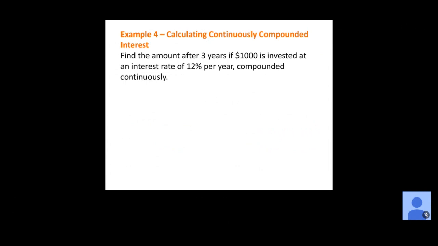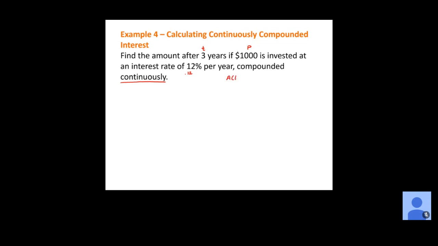So again, we have an amount of time of 3 years. That's our T value again. We have $1,000 invested. That's going to be our P value again. And our interest rate, again, needs to be a decimal. That's going to be 0.12. Same values that we just saw in the previous section. But now the key word is we're compounding continuously. So that tells us that we're going to use this new formula.